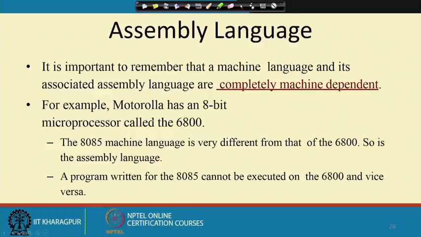Assembly language is also different. Assembly language is nothing but a human understandable version of the machine language, so it is going to be different for different processors. One program written in assembly language of processor A will not work on processor B. A typical example: Motorola has an 8-bit microprocessor called 6800, and the 8085 machine language is different from that of 6800, and so is the assembly language. A program written for the 8085 cannot be executed on 6800 and vice versa. That is obvious.